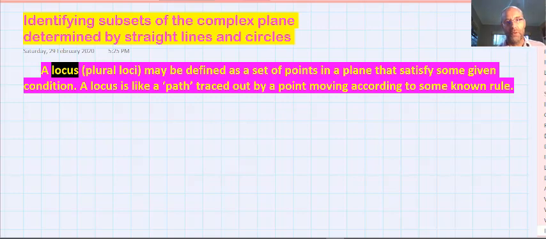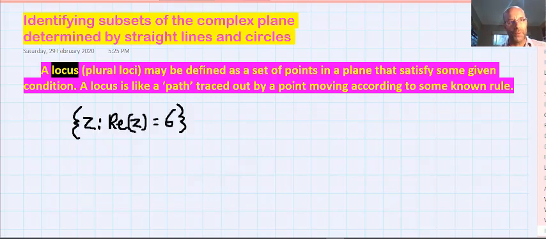So there's a locus, and we're going to use that concept inside identifying subsets of the complex plane. What we're going to do is look at some examples and some ideas that pertain to straight lines, and then likewise with circles. Now, starting fairly simple. For example, if we have the set of Z such that the real component of Z equals 6, which is a constant, we can express that like so.